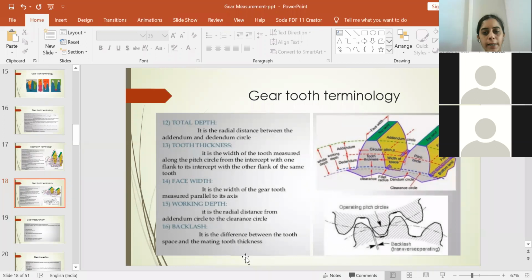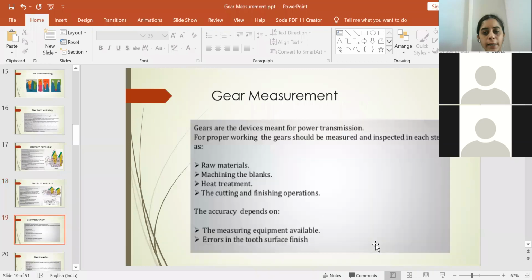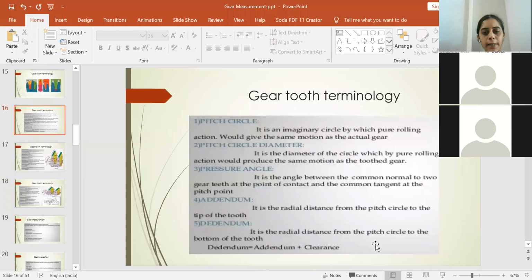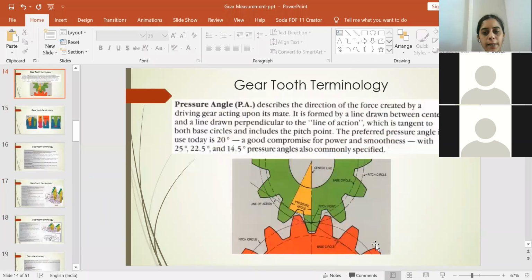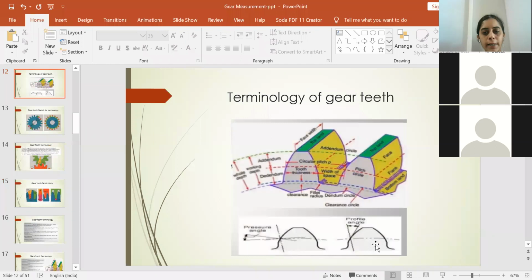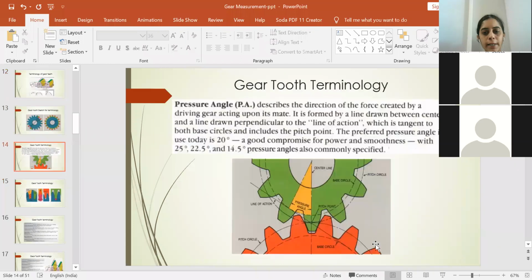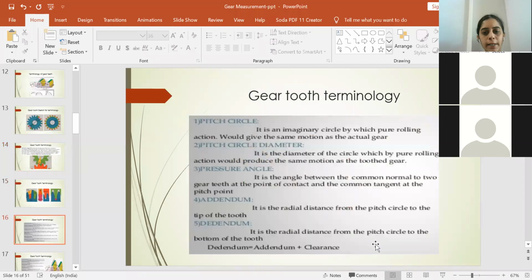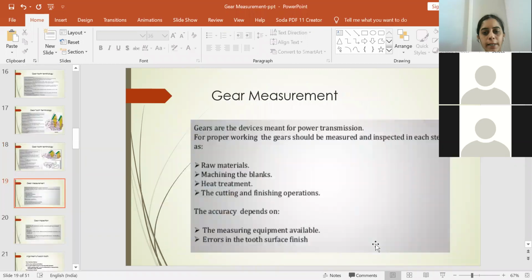And backlash, I explained you, it is a distance between the tooth space when it is mated together. So the distance between this surface of the tooth to this surface of the tooth, what the gap we get is called as a backlash. So these were the terminologies which are associated with our gear teeth. Okay, so if they ask you the terminologies, please draw the sketch neatly and explain all the terminologies. Wherever the formula is necessary, kindly type it out.